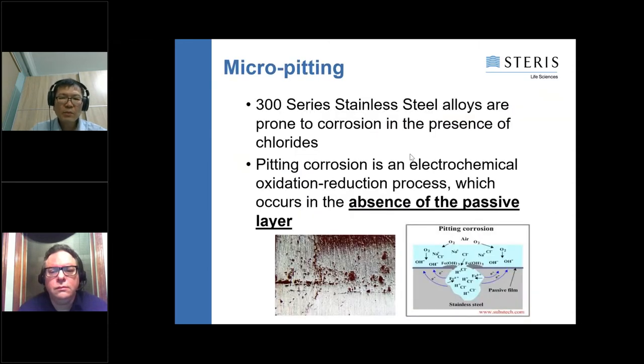So this is micropitting. Micropitting is basically caused by the electrochemical oxidation reduction process, which can occur in the absence of the passive layer. So if you have corrosive products, chlorides, there is an oxidation reduction process which can cause pits to be formed on the surface. Typically, these are localized pitting on the surface.